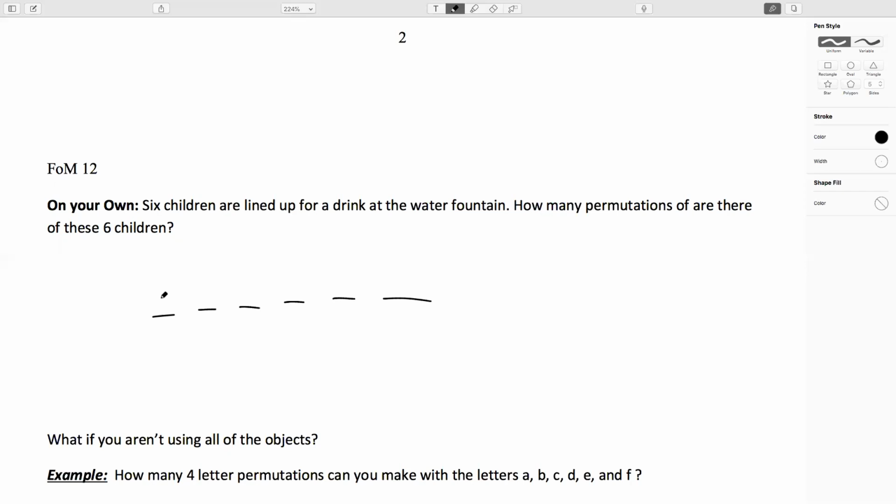Well, since there's no restrictions, we can use any of them for that first spot. So there's 6 options. We've got 5 left for the next spot, 4 for the next spot, and so on until we've used up every one of our choices. So there's 6 factorial ways to arrange these 6 kids, which is 720 permutations.